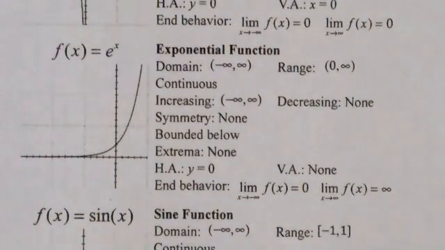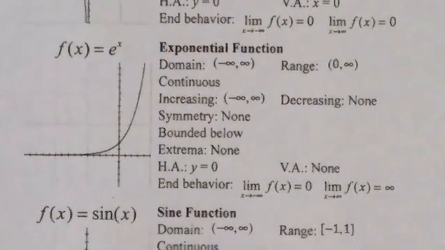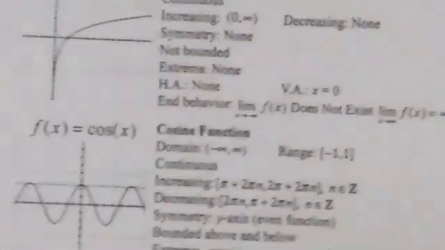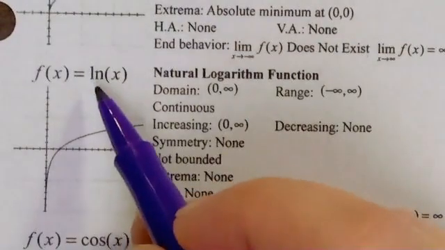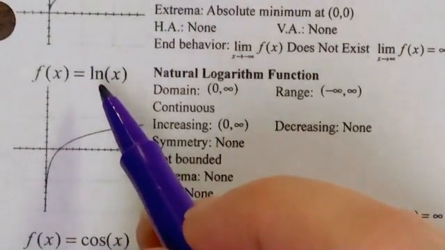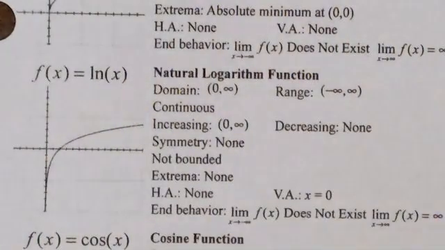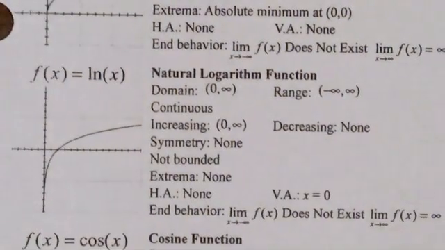So there's your exponential function. We've got our natural log function. There we go. That's what ln means. A lot of people will say that's "in." No, it's not. It's natural log, ln. Okay. Again, there's all of your information about it, so you'll be able to reference that.